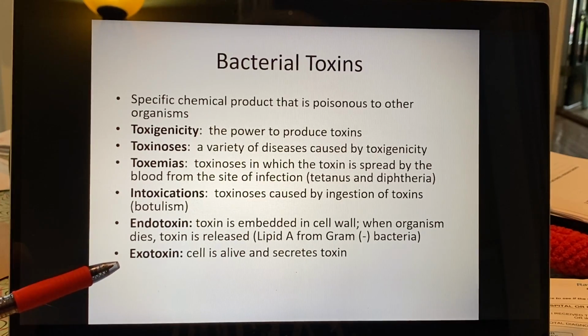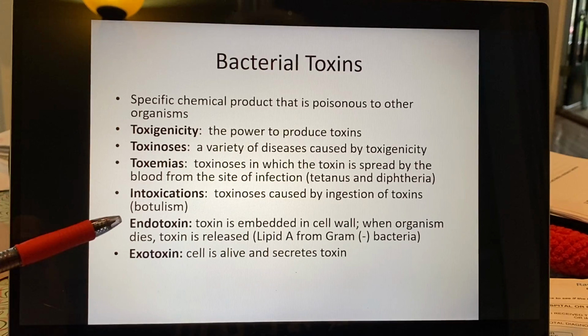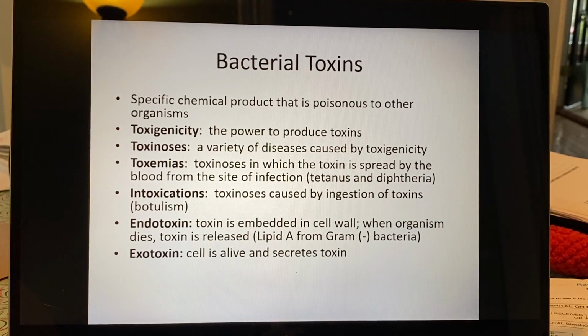So an exotoxin means that the cell is alive, it's manufacturing the toxin, and then it secretes it from the cell into the bloodstream or wherever it happens to be. An endotoxin is a toxin that, as long as the bacteria is alive, it's not released. But if the bacteria dies and the cell wall starts breaking down, the toxin is going to be released because the toxin is actually embedded in the cell wall. And I believe I mentioned this previously in the semester, but this is something that is specifically found in gram-negative bacteria.